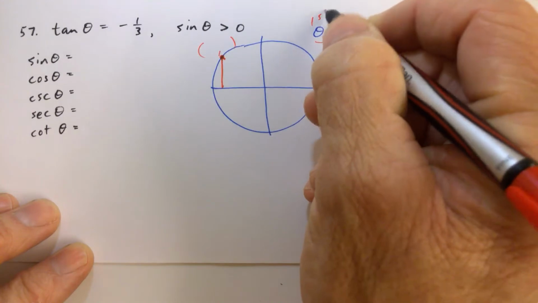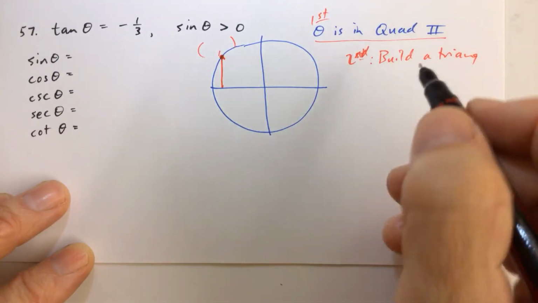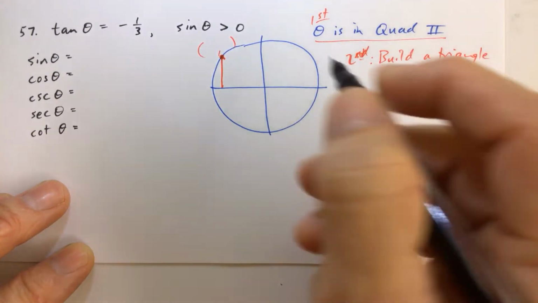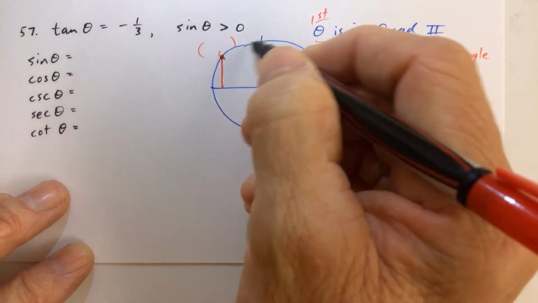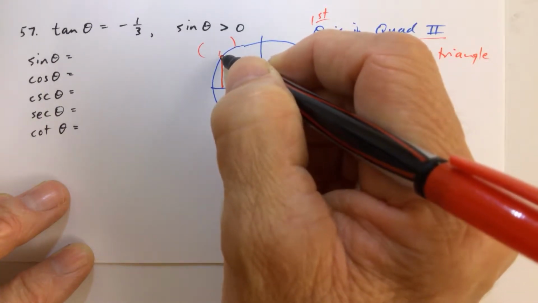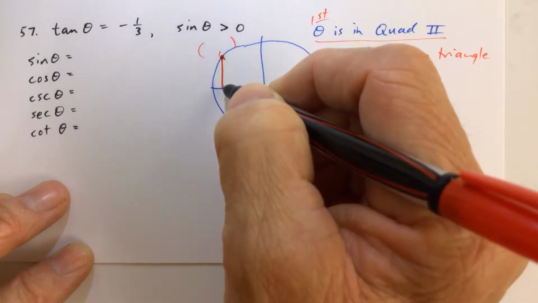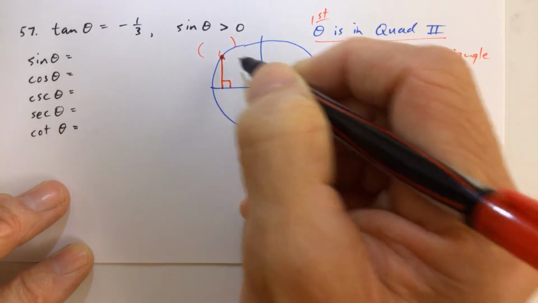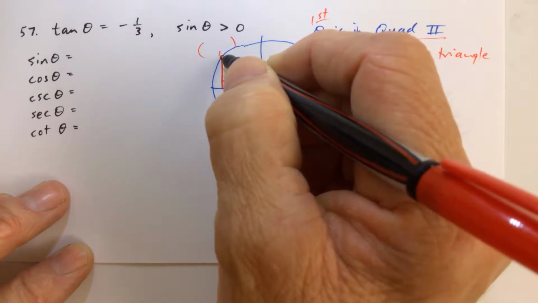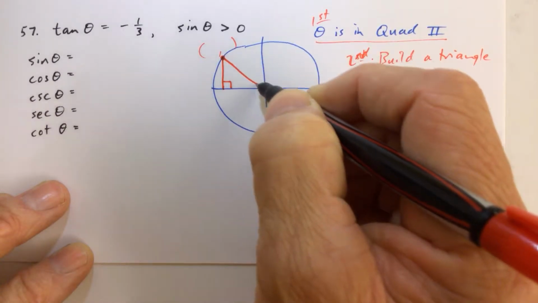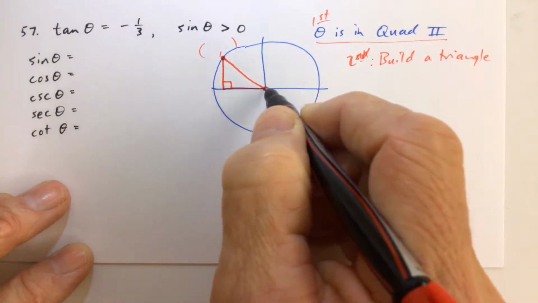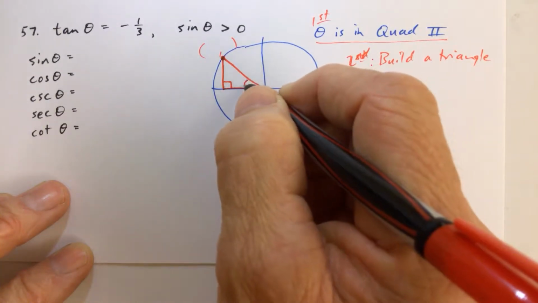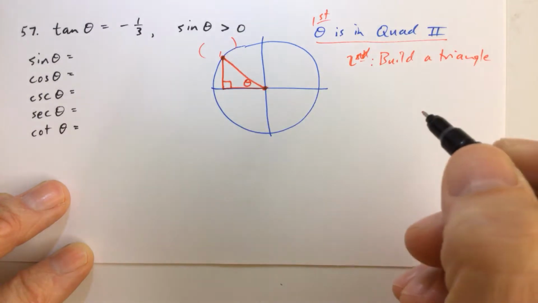The first step is to identify what quadrant we are in. So the second step is to build a triangle in that quadrant. When we build the triangle, we put a point somewhere in that quadrant, and then from that point we draw a vertical line straight to the x-axis, and then from that same point we draw a diagonal line straight to the origin, and then we complete the triangle, and we just put theta right there.